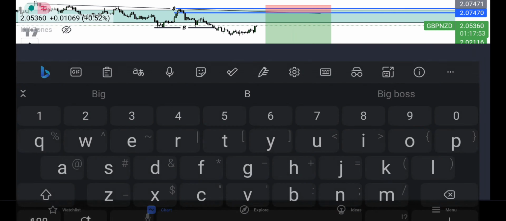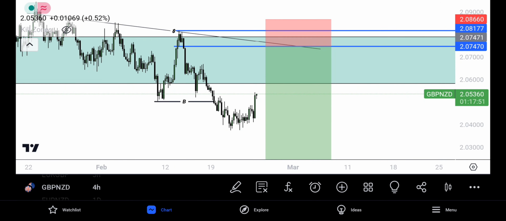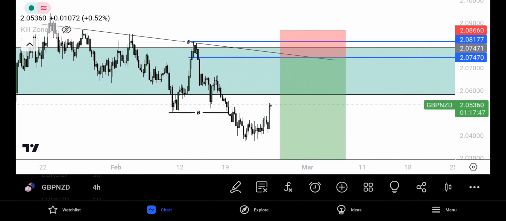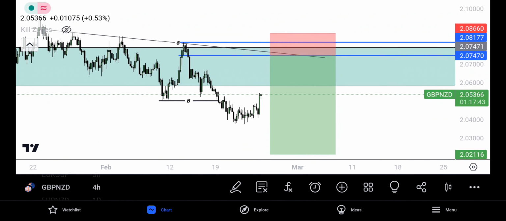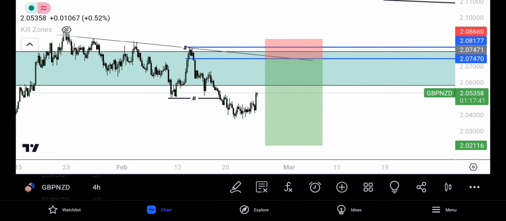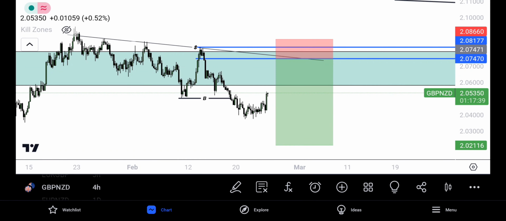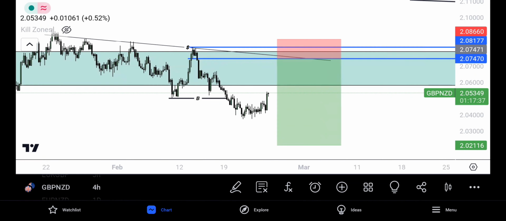So let's label that with B, right? So that's also break of structure. We also have imbalance right into the order block, and that's it, guys. That's just like a beautiful trade that you could bank on and make good money, right?